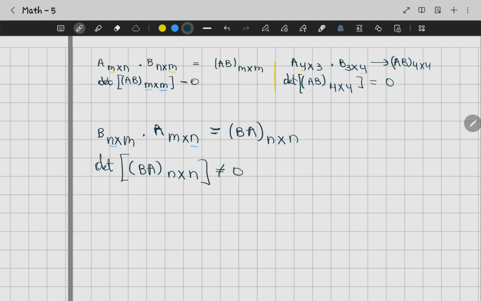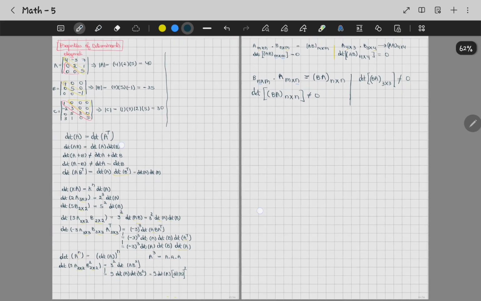Let me give you one example. Let's say, for example, we are trying to get the determinant of AB, which is of power 3 times 3, that's the dimension of the matrix. So the answer to this matrix will be 0. No, let me just correct it. BA will not be equal to 0. So this is what you need to know.